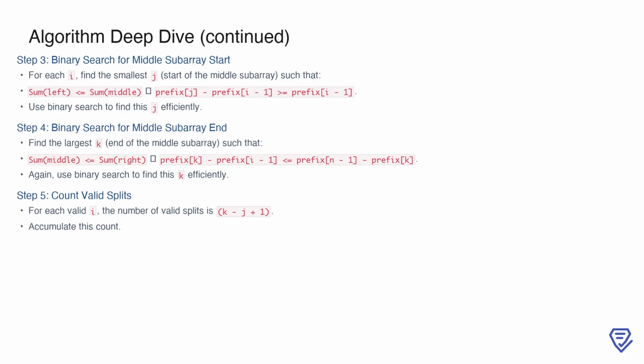To find this j efficiently, we use binary search, which allows us to pinpoint the exact starting index in logarithmic time. Similarly, we need to find the largest k, which marks the end of the middle subarray, such that the sum of the middle subarray is less than or equal to the sum of the right subarray. This involves another binary search to ensure prefix[k] - prefix[i+1] is less than or equal to prefix[n-1] - prefix[k]. With these two binary searches, we establish the range [j, k] for valid middle subarrays, and the number of valid splits for this i is simply k - j + 1.